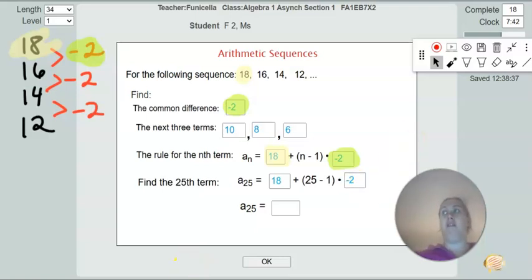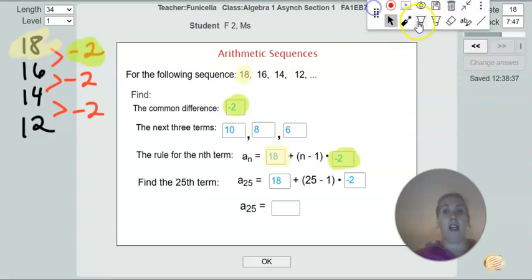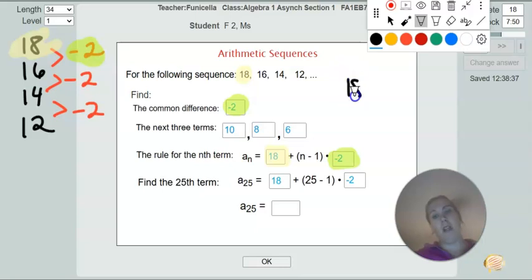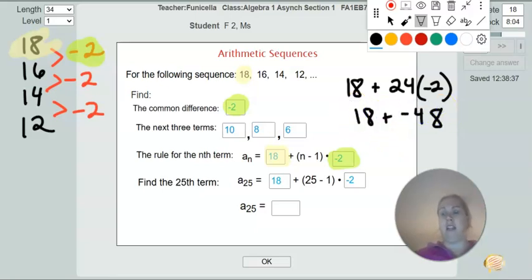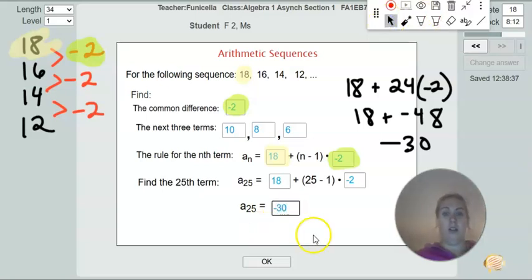Now, if we wanted to find the 25th term, we have 18 plus 25 minus 1 times negative 2. 25 minus 1 is 24. 24 times negative 2 is a negative 48. And 18 plus a negative 48 is a negative 30. So if we keep this pattern going all the way till the 25th term, we'll end up with negative 30 as our 25th term.